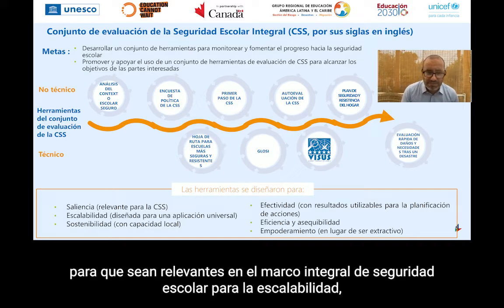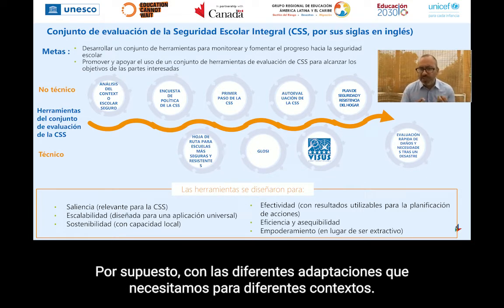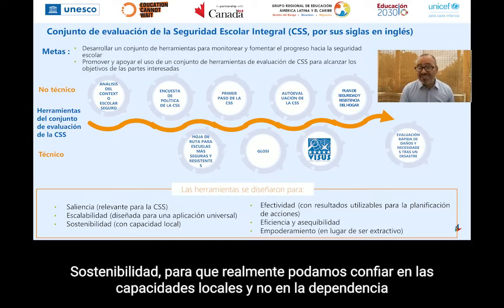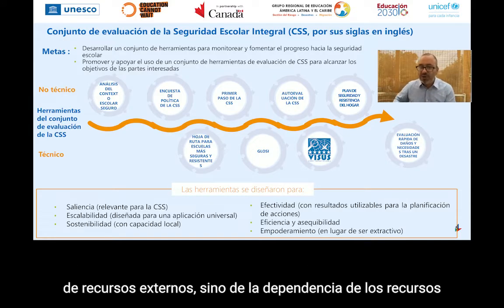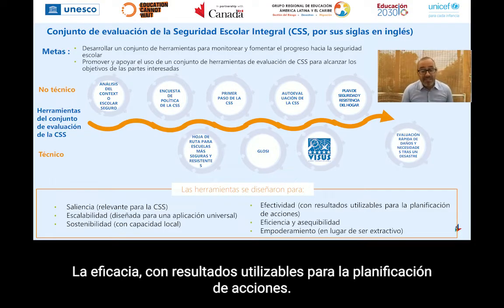So the tools that we are presenting now are really designed for saliency, so that they're relevant to the comprehensive school safety framework; for scalability, so that they can be designed for universal applications, of course with the different adaptations that we need for different contexts; and for sustainability, so that we can really rely on local capacities and not on the dependence of external resources, but on the resources and capacities that we can create in the different contexts that we have. And effectiveness, with outputs usable for planning action.